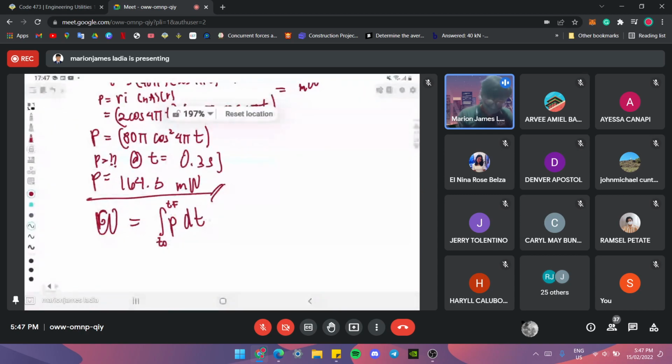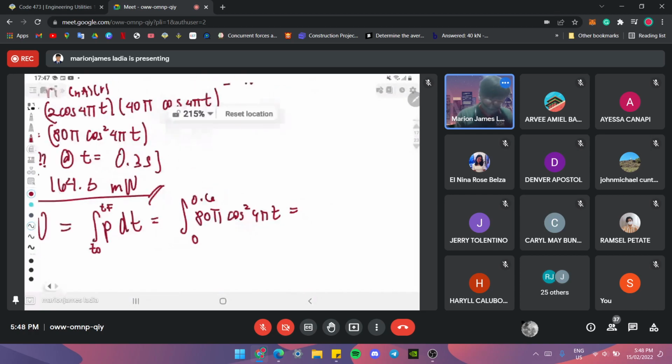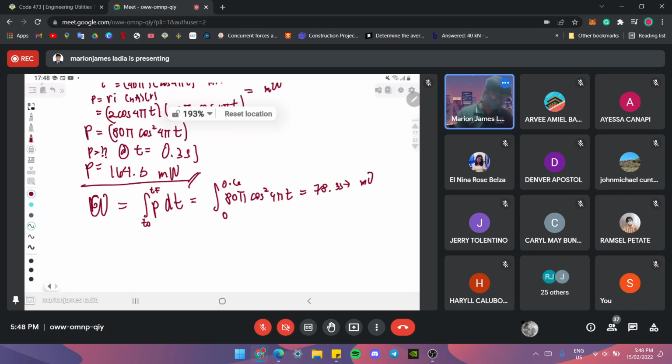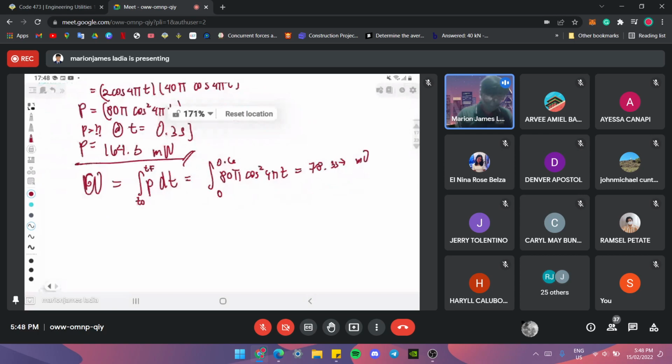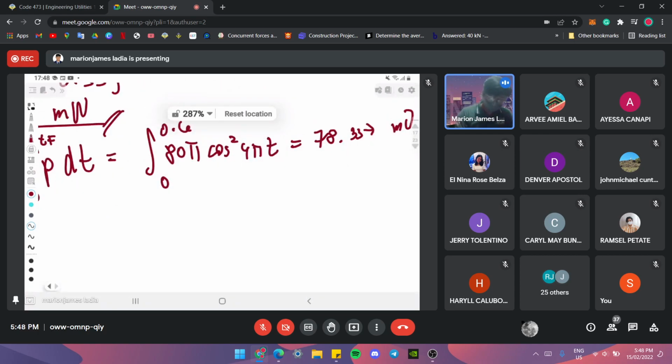So, W is equal to, insert mo lang to, the integral of 80 pi cosine squared 4 pi t from 0 to 0.6, which will give you 78.337 millijoule. Okay? Pero, pag problem solving, syempre, solve natin to. So, paano ba natin solve to?